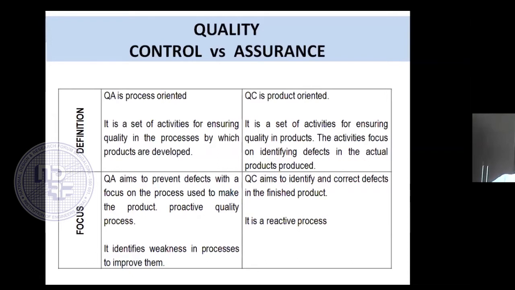And quality control is more product oriented. It is a set of activities which focuses on identifying defects in the products which are being produced, and taking some actions so that those defects do not reoccur. One of the most important activities in quality control is obviously inspection, where you check the result of what you have manufactured. The focus in quality assurance is always on defect prevention, whereas the focus in quality control is defect detection and correction. So quality assurance, as you understand, is a proactive process, whereas quality control is more of a reactive process.